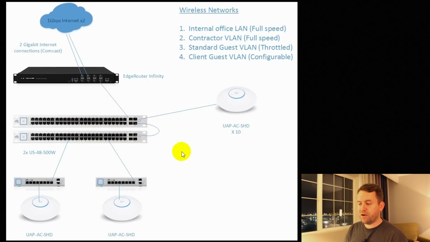Okay, for access points, we went with all SHDs. So they're going to be doing 12 uap-ac-shds. Now, of course, the HD gives you the 4x4 multi-user MIMO, and that's going to be excellent for when there are hundreds if not thousands of people at this conference center all trying to connect with their various wireless devices. So that's going to provide plenty of throughput throughout the building to take advantage of those dual gigabit internet connections in the Edge Router Infinity.